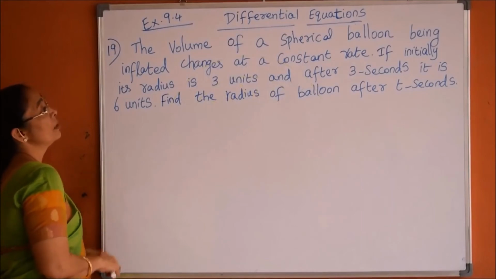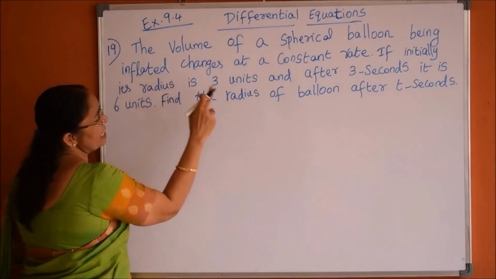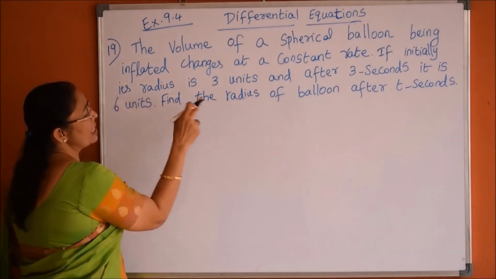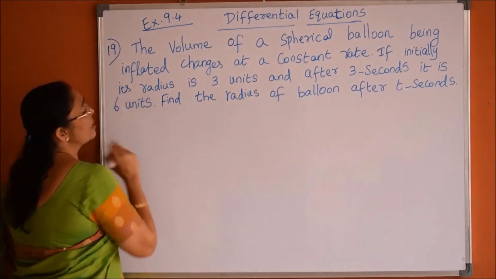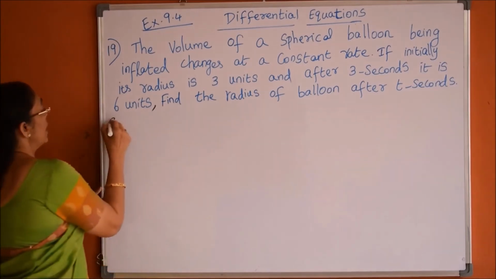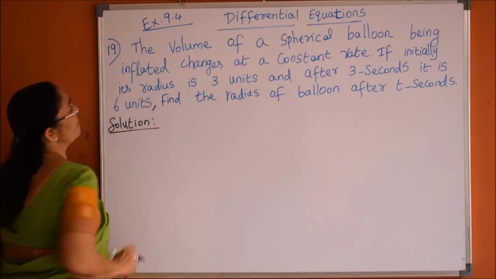19th problem. The volume of a spherical balloon being inflated changes at a constant rate. If initially its radius is 3 units and after 3 seconds it is 6 units, find the radius of the balloon after t seconds. Now first let us try to understand what information is given here.